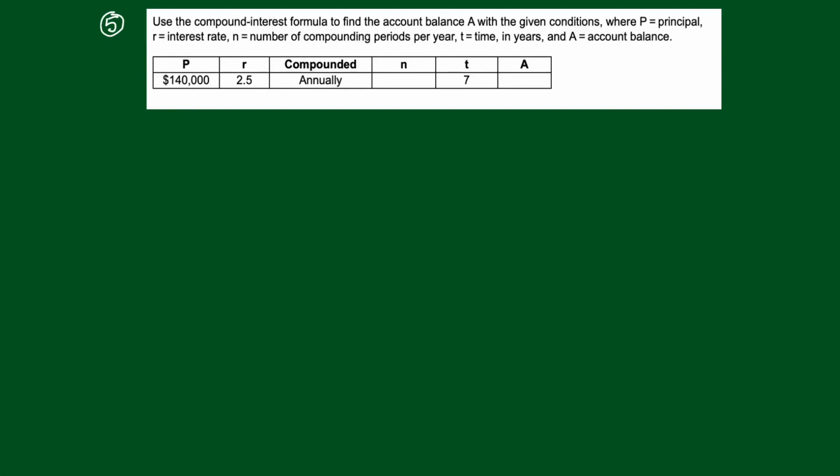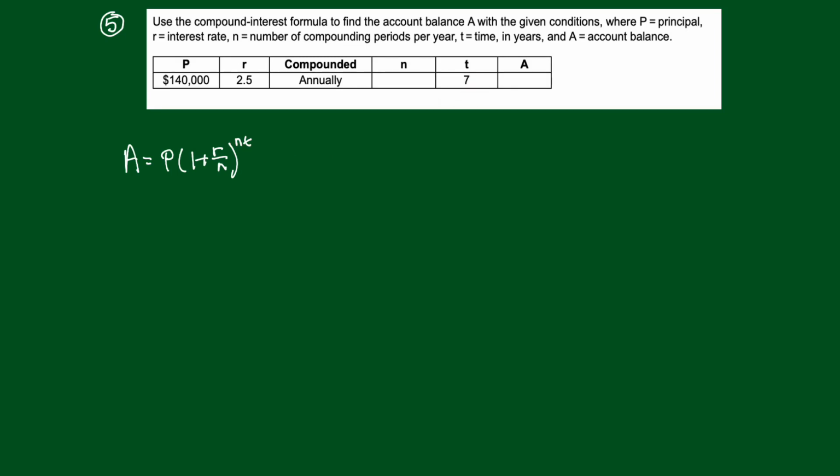Well, what have we got here? It says use the compound interest formula. So right away, here's what I'm thinking. A is equal to P times the quantity 1 plus R over N to the NT. And P, that's the principal. That's how much we're investing. It looks like $140,000 in this problem. R, the interest rate, 2.5%, but we're going to write that as 0.025. And N, oh, they're not telling us. I don't know N, and I do know T, though. We're keeping it in there for 7 years.